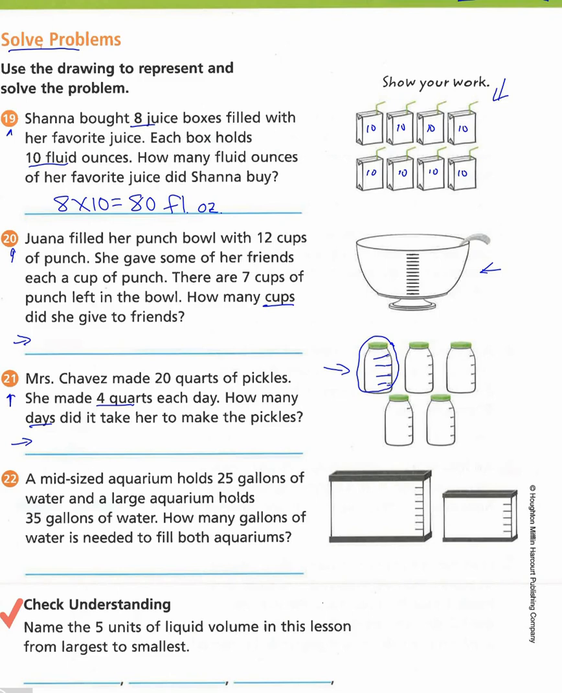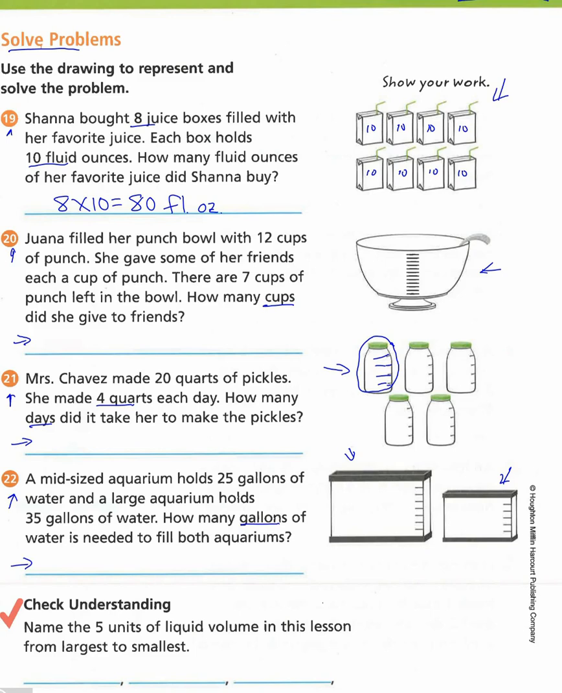All right, number 22. A mid-sized aquarium holds 25 gallons of water. That's this one here. And the large aquarium holds 35 gallons of water. That's this one. How many gallons of water is needed to fill both aquariums? Right? So how many gallons will you need to fill? That's our label. So go ahead, again, write your equation here with your answer.